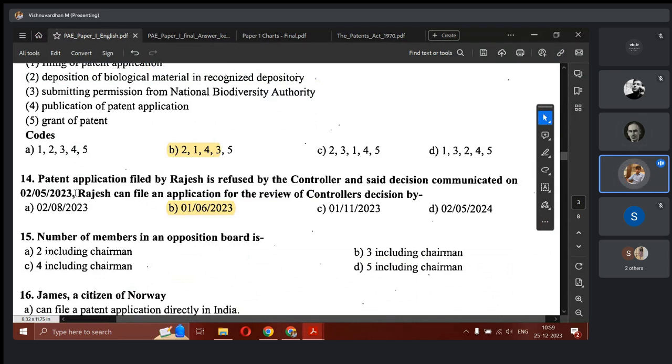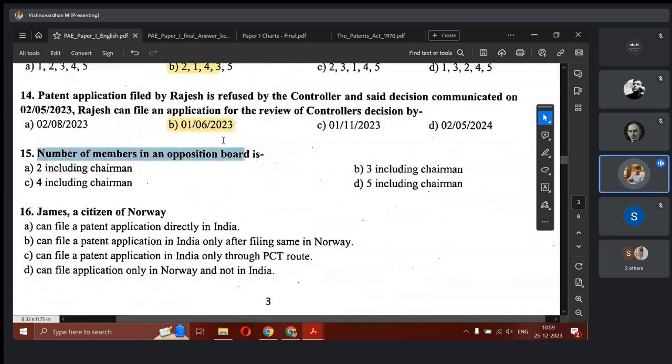So something has 2 months. Okay. One thing has 2 months. Everything else it's 1 month. So if it's 2nd May, you get time till 2nd June, which means one day earlier. So 1st June. Okay. Then number of members in the opposition board.